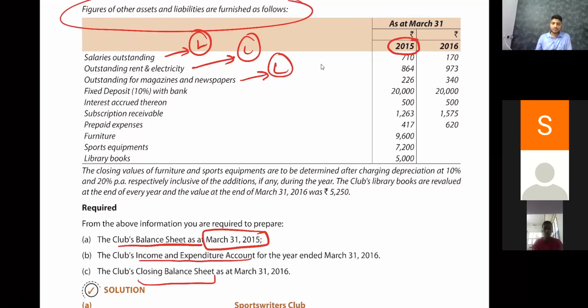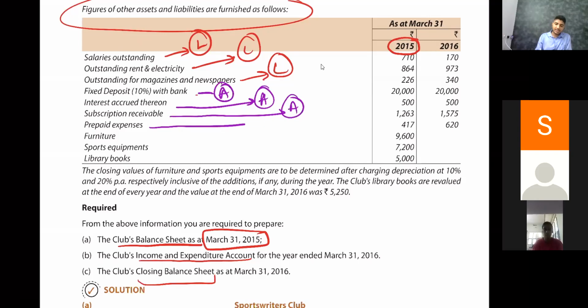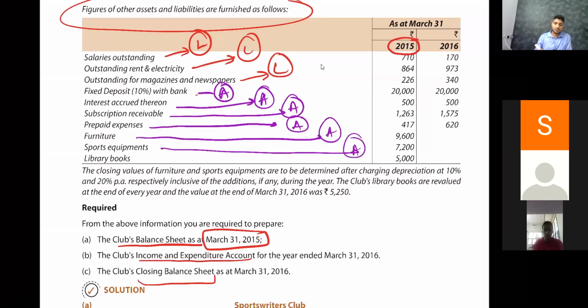Now next, fixed deposits with bank. FD is there in the bank, asset or liability? It is an asset for me, asset. Interest accrued thereon, interest was not received but has accrued, what is it for me? Asset. Subscription receivable, I was supposed to get it but it did not come, what does it become? Asset. Prepaid expenses, what does that become? Asset. Furniture is given, what is this for me? Asset. Sports equipment is there, what is that? Asset.